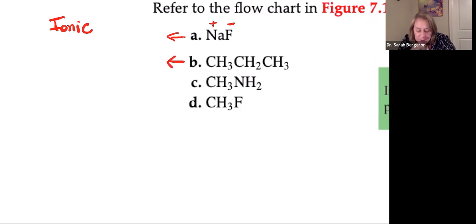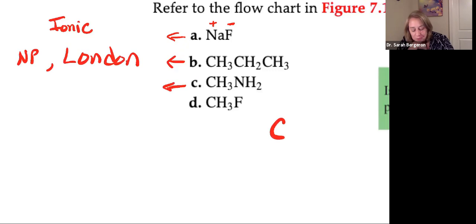All right, B, CH3, CH2, CH3. This is nonpolar. It is just hydrogens and carbons. So what kind of force? That's London forces.